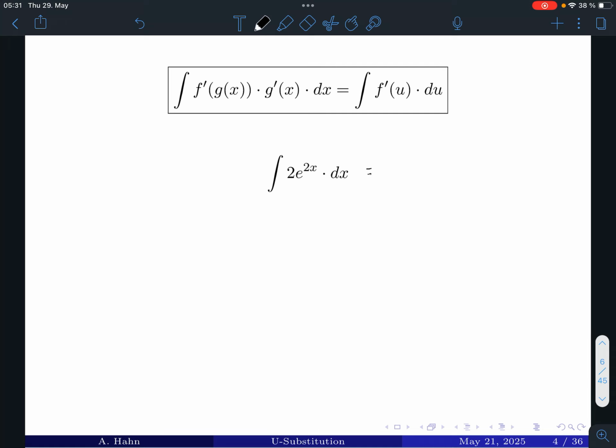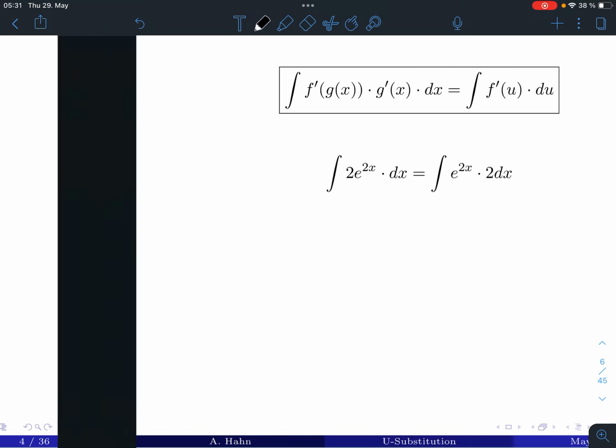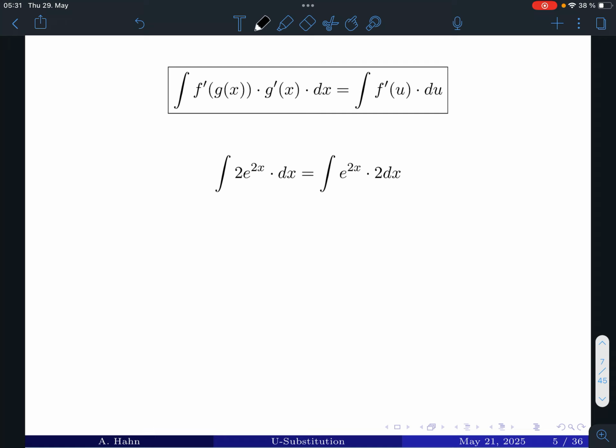So to do this integral, first, I'm going to move the 2 off to the right. So this is the integral of e to the 2x times 2 dx. And that's going to help us with solidifying that u is 2x and du is 2 dx. As I already mentioned, this is a composite function. So this is e to the u, and inside is 2x. And then the derivative of 2x is going to be 2.